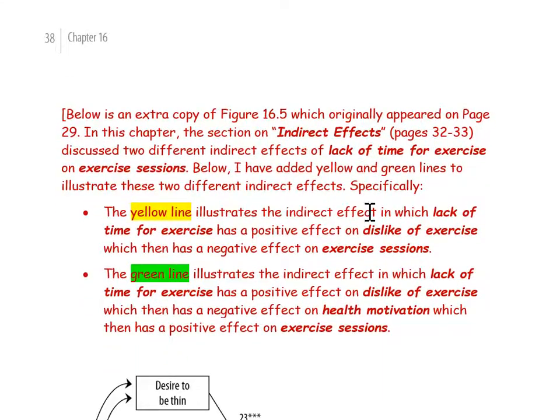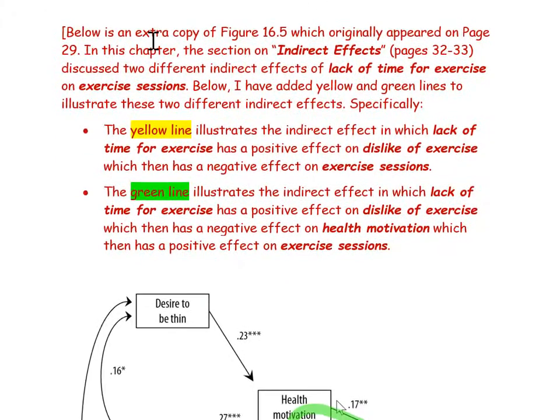Now, this was not in the version of the course pack that you bought at the bookstore at the beginning of the semester. I have added it to this document as page 38. What does it say? Below is an extra copy of figure 16.5, which originally appeared on page 29. In this chapter, the section on indirect effects, which is where we are right now, discusses two different indirect effects that lack of time for exercise has on exercise sessions. Below, I've added yellow and green lines to illustrate these two different indirect effects specifically. The yellow line illustrates the indirect effect in which lack of time for exercise has a positive effect on dislike of exercise, which then has a negative effect on exercise sessions.